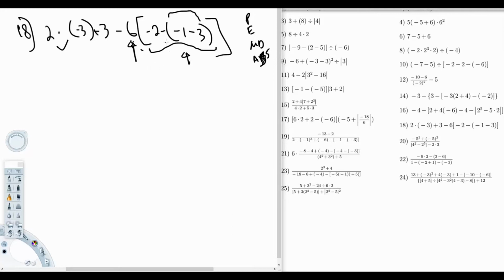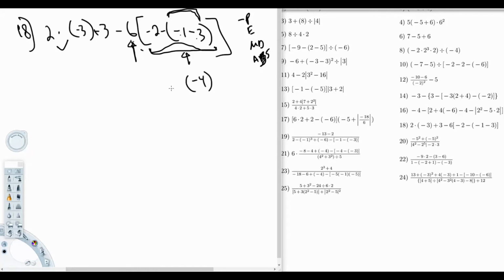All right. So we start with the parentheses. We have a parentheses here. We have a parentheses here. That's what we have to work out first. We start on the inside. So you have to be systematic about it. So minus 1 minus 3 equals minus 4.